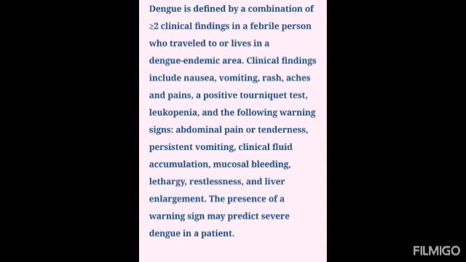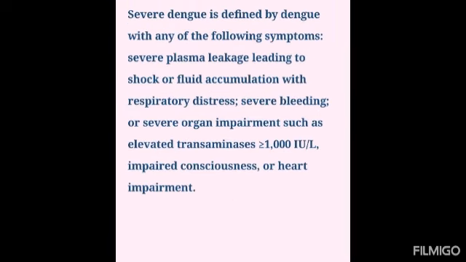What are the warning signs? Abdominal pain or tenderness, persistent vomiting, clinical fluid accumulation, mucosal bleeding, lethargy, restlessness, and liver enlargement. The presence of a warning sign may predict severe dengue in a patient. If 2 or more clinical findings are present in a person who travels to or lives in a dengue area, it is dengue.